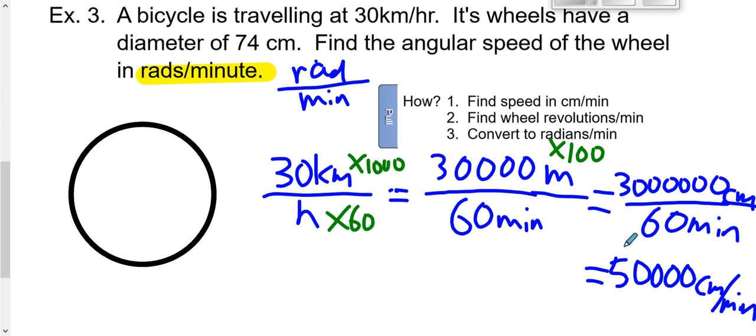But now, how can we translate this into circular motion, moving like this? So we need to take advantage of some prior knowledge. So we need to find out what the distance is in each revolution. So that's the next step. Find wheel revolution per minute. So with this speed here, how many rounds can you make in 1 minute?